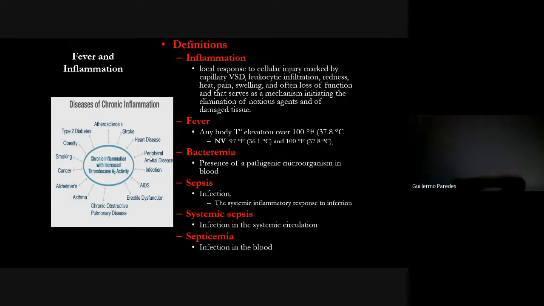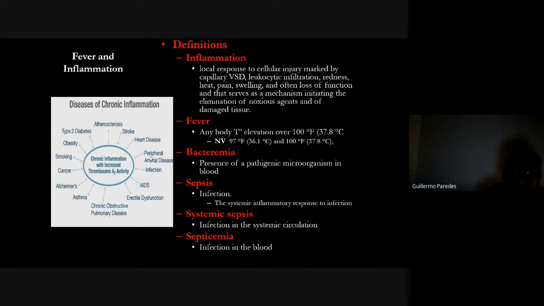Okay. All right, so bacteremia. In bacteremia, what I want you to remember is that bacteremia is bacteria, and emia means blood. So it's the presence of bacteria in blood. That is what bacteremia means.